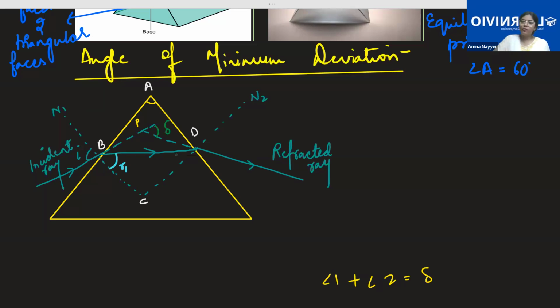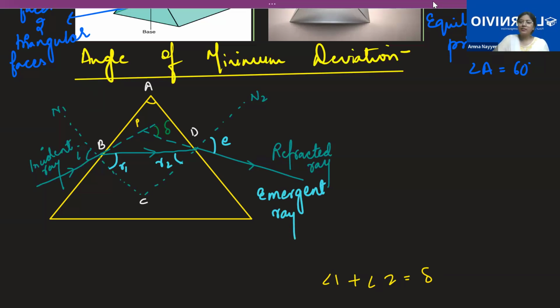Now this ray of light goes further and acts as the incident ray for the upcoming surface, for this surface, right? So we assume this angle to be R2, which is for the incident ray for this one. And this is the normal for the surface. So the normal and the refracted ray, I told you, this is known as the emergent ray also. So this is the angle of emergence.